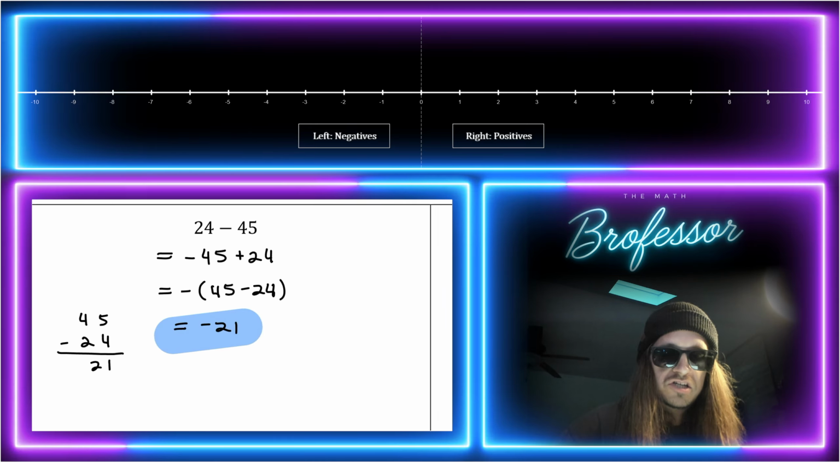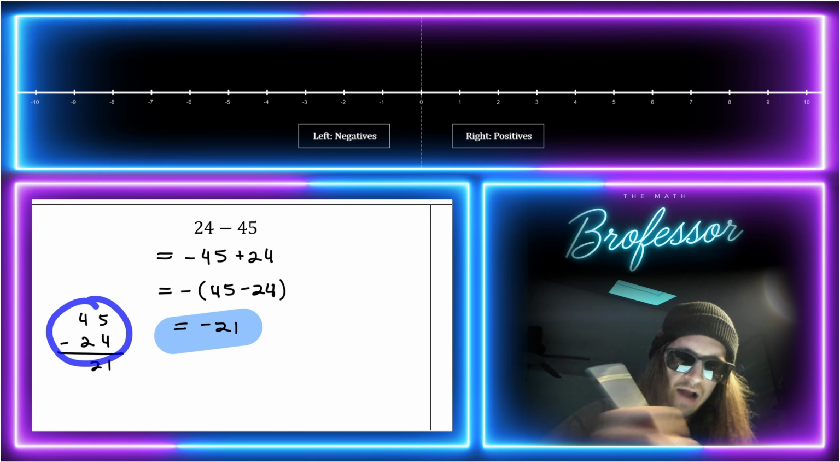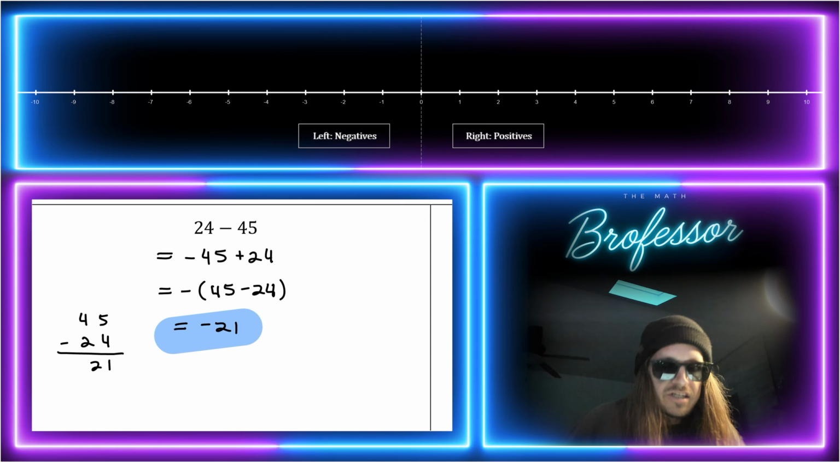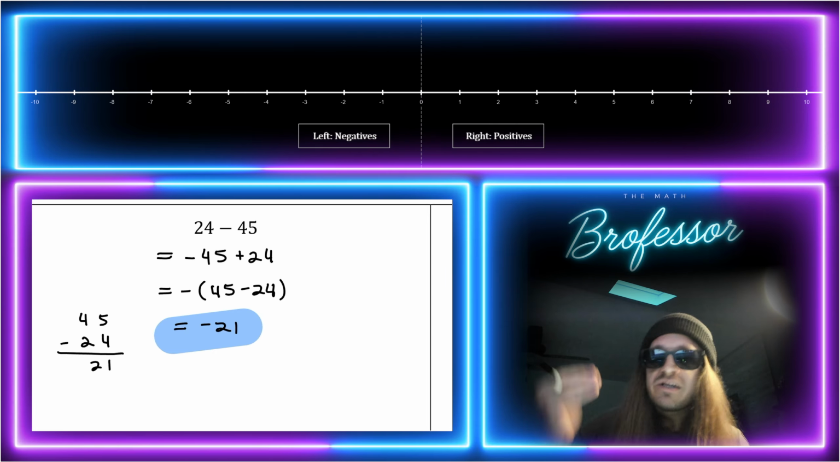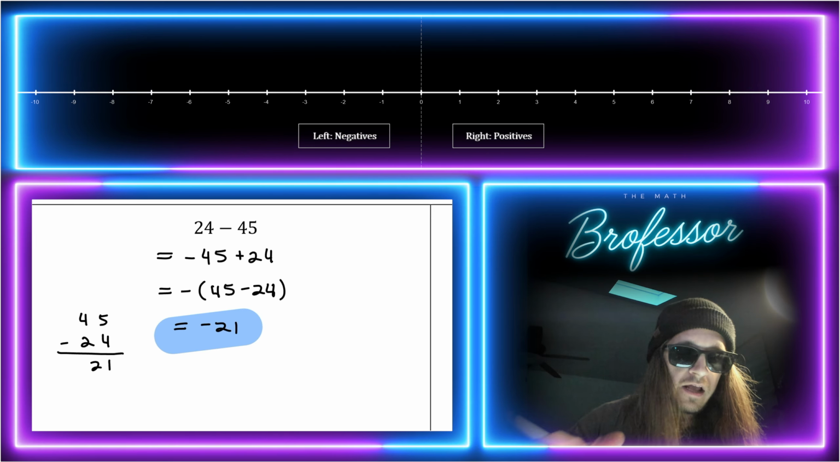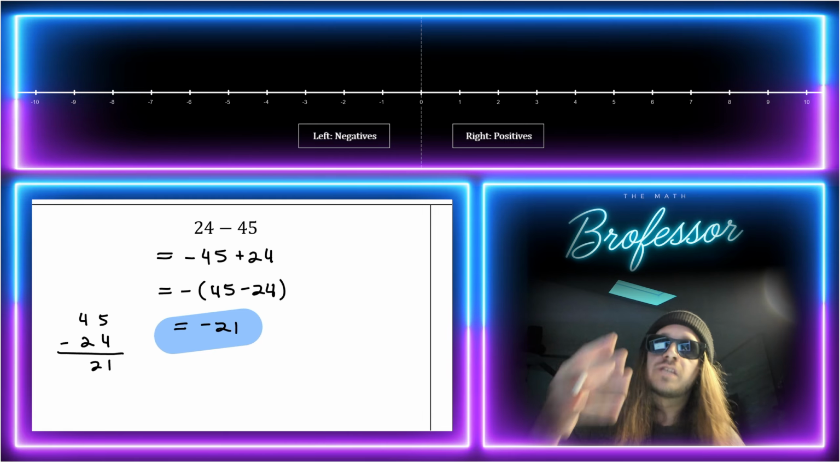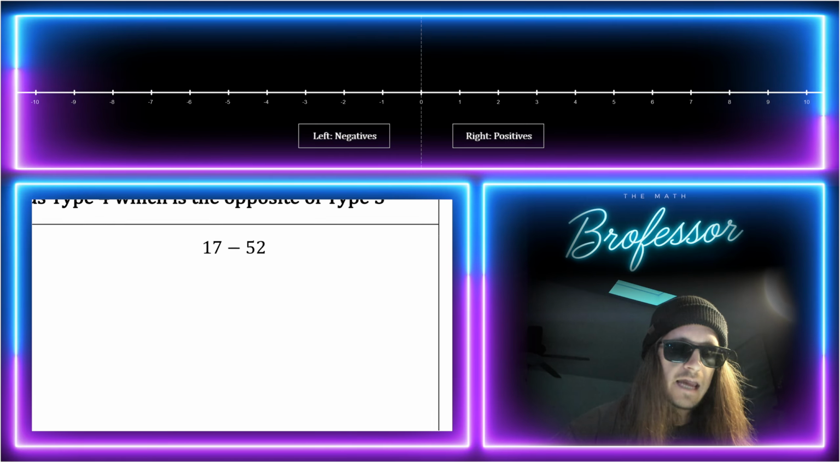Now, if you understand that this is what you have to do when you see this, you don't have to write all these steps down. This is just to show you how these things are connected, right? This 24 minus 45 is just the opposite of 45 minus 24. So flip it around, but remember that your answer is the opposite, negative. It would be the same thing here.